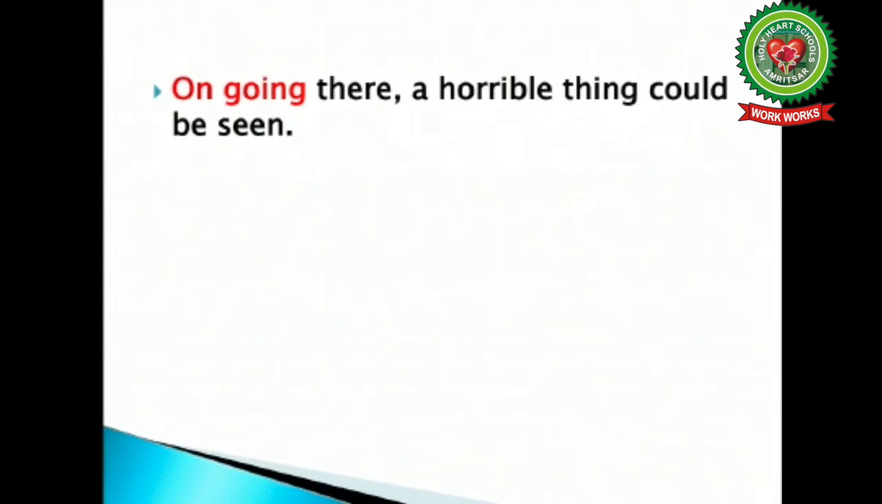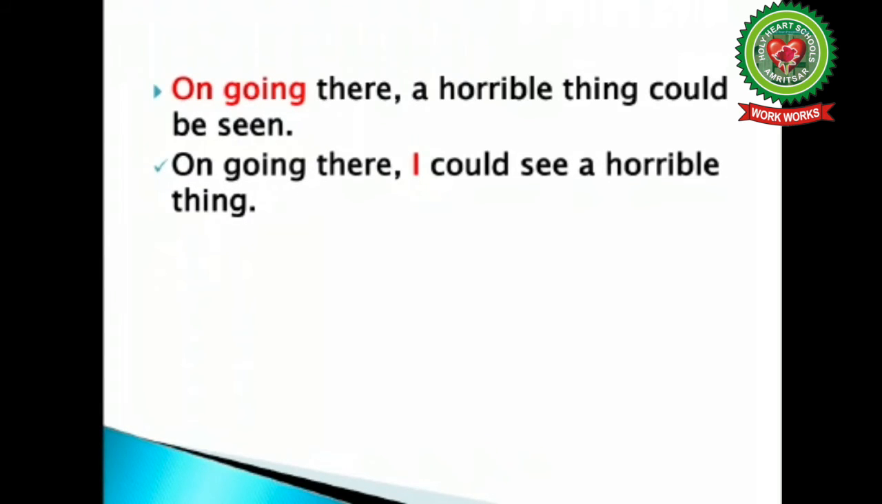On going there, a horrible thing could be seen. Now children, can you observe what is wrong with this sentence? The sentence as it stands means that the horrible thing went there. But actually who went there? It is I. So the statement should be: On going there, I could see a horrible thing.